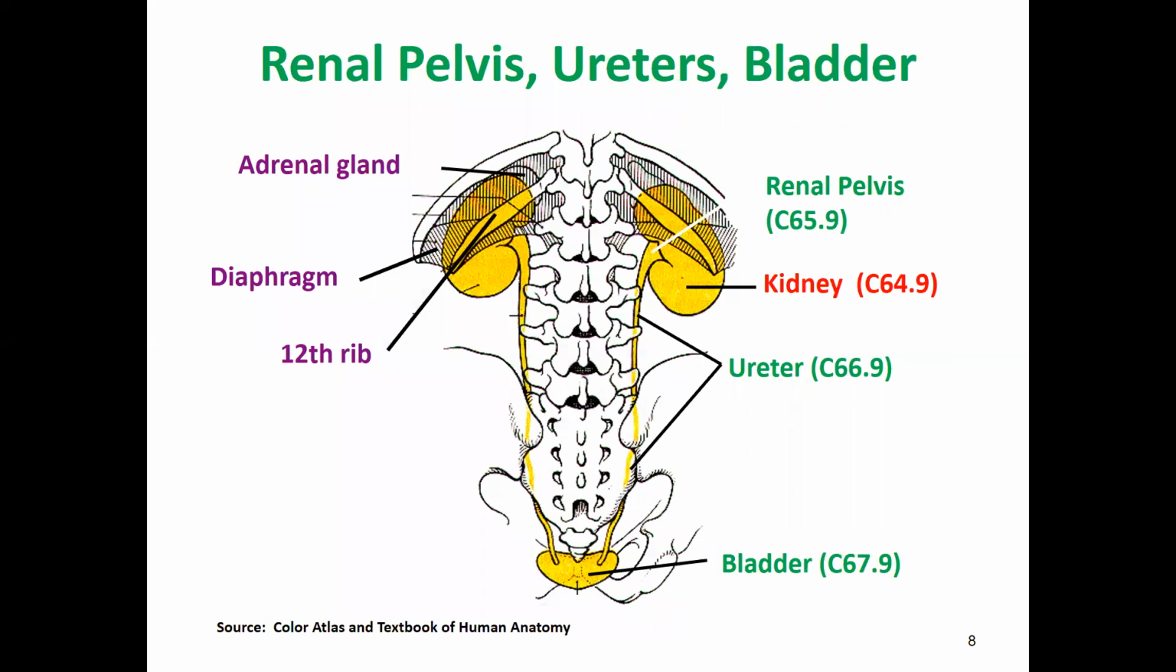This anatomy picture shows the urinary system in yellow and the relationship of the kidneys below the diaphragm and protected by the 12th rib on the posterior side of the body. I'm always surprised when I look at this picture to remind myself how high up the kidneys are located. Also note the adrenal gland is pictured here on the left side of the diagram.